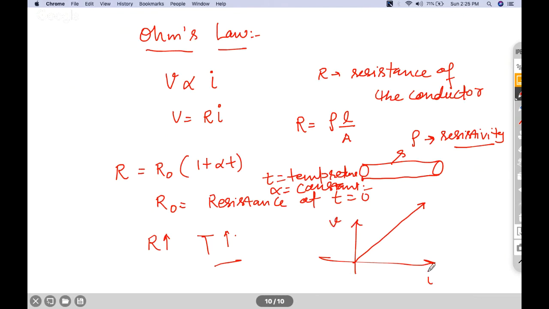This is V and this is I. V is at Y axis, potential difference is at Y axis, I is at X axis, and because this is a straight line, I can compare it with Y is equal to mx. So this R will represent m. So this slope will give R value. So V is equal to IR, for conductors following Ohm's law.